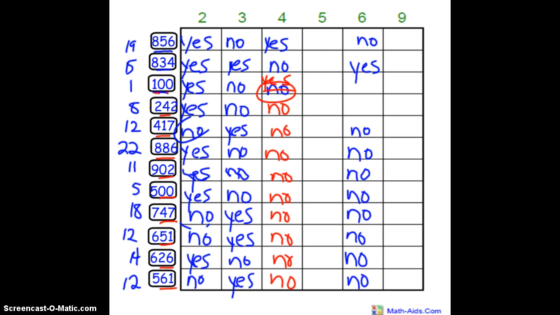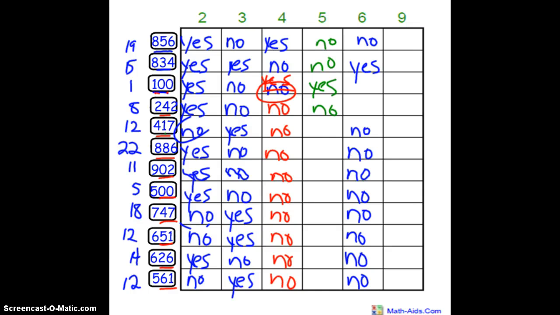Well, the 5s are going to be a whole lot easier. We know our 5s pretty well. They have to end in 0 or 5. So 856 is definitely going to be a no. This one ends in a 4, that's a no. This one ends in a 0, it's going to be a yes. This one ends in a 2, it's going to be a no.